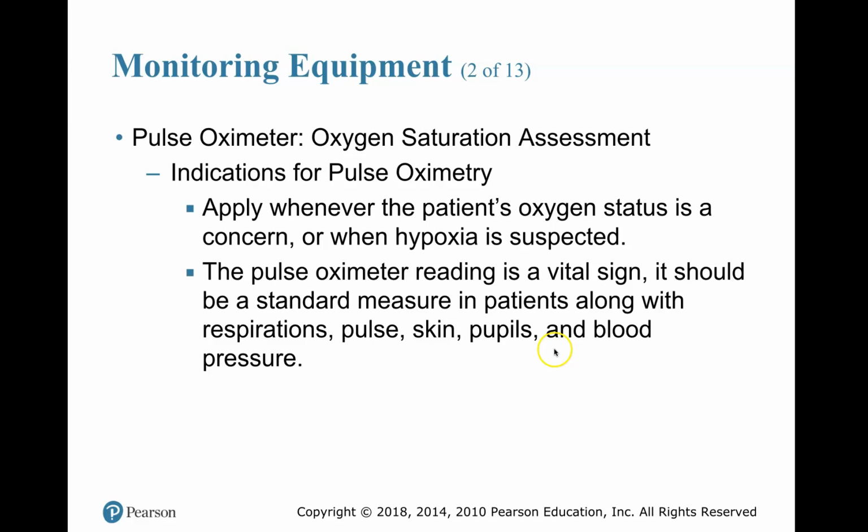Indications for pulse oximetry. You're going to apply it whenever the patient's oxygen status is a concern or when hypoxia is suspected. The pulse oximeter reading is a vital sign. It should be a standard measure in patients along with respirations, pulse, skin, pupils, and blood pressure. So whenever you start doing your patient assessments, you will be getting a pulse ox every time.